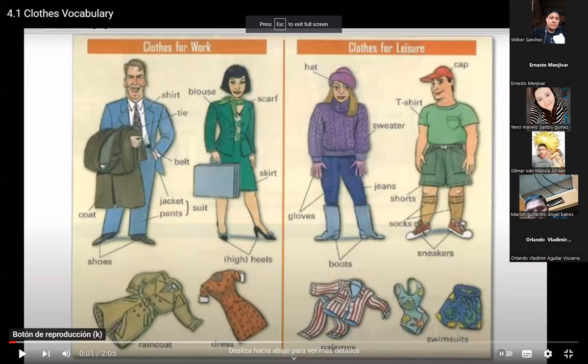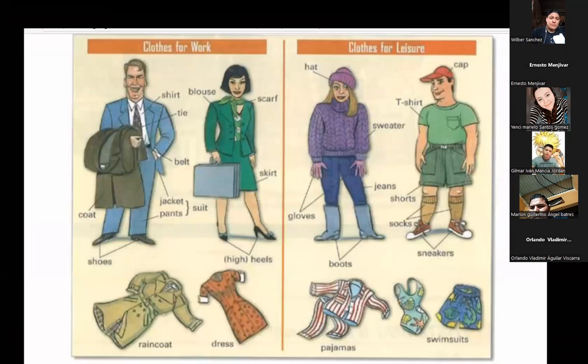Okay, here we go. In this class, you'll learn clothes vocabulary, particularly clothes which you wear for work and for leisure. As you can see on the screen, the clothes on the image towards the left-hand side are for work, and the ones towards the right-hand side are clothes for leisure. Let's practice by listening and repeating the vocabulary.